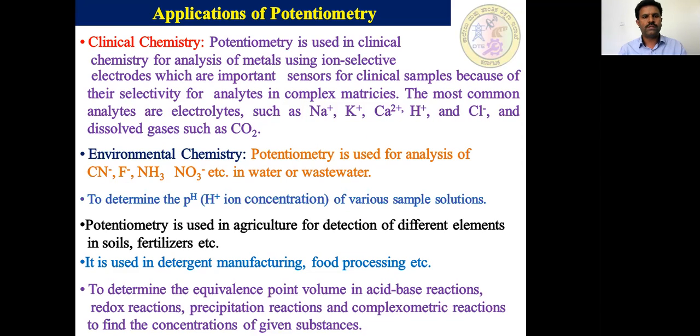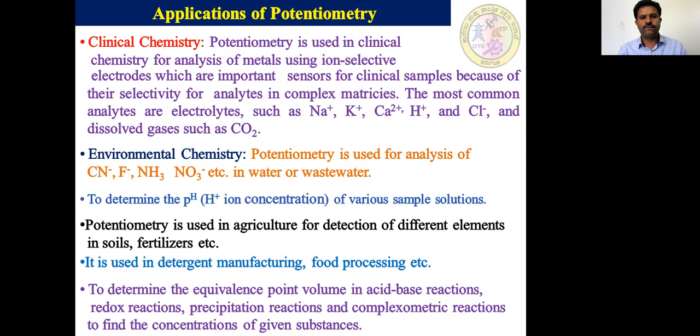Let's go through some of the applications of potentiometry. Potentiometry is used in clinical chemistry for analysis of metals using ion selective electrodes, which are important sensors for clinical samples because of their selectivity for analytes in complex matrices. The most common analytes are electrolytes such as sodium ion, potassium ion, calcium ion, hydrogen ion, and chloride ion, and also dissolved gases such as carbon dioxide.